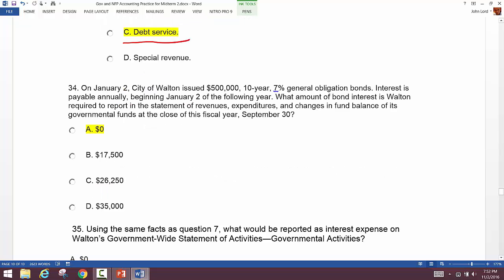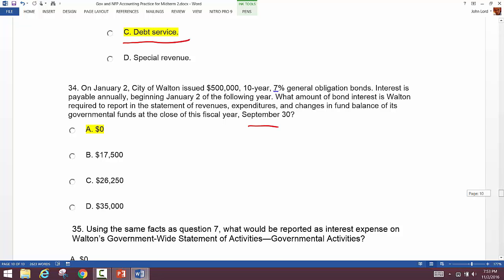34. January 2nd, the City of Walton issued a $500,000, 10-year, 7% general obligation bond. Interest is payable annually beginning January 2nd of the following year. So we're going to pay this next year, right? What amount of interest should Walton report on the statement of revenues, expenditures, and changes in fund balance for its governmental funds at September 30th? Answer: nothing, because that payment won't be made until next year, right? Okay, good.